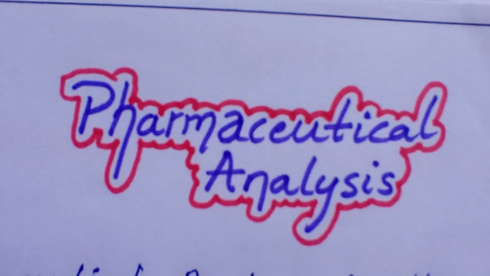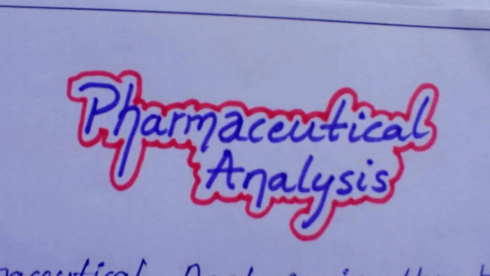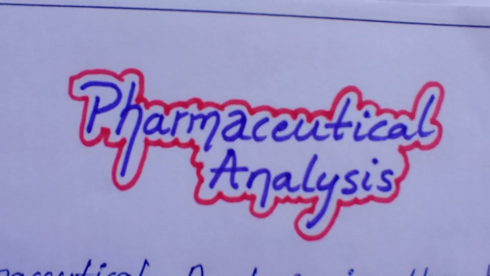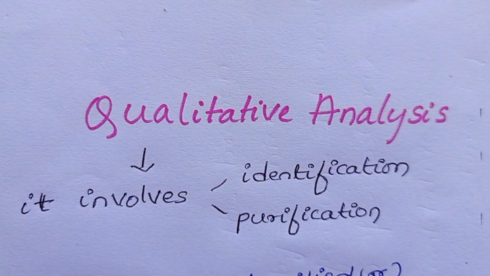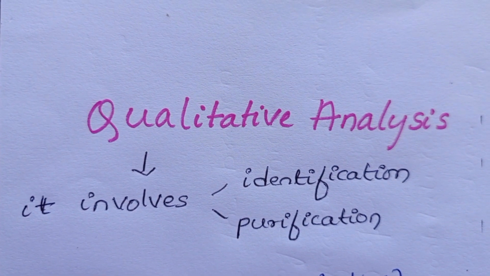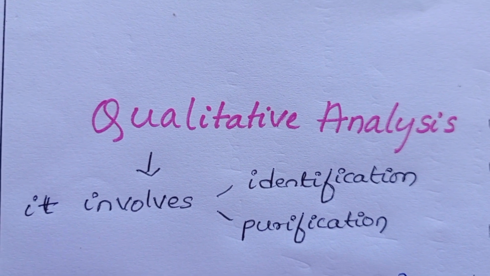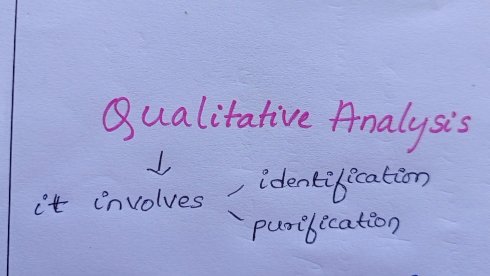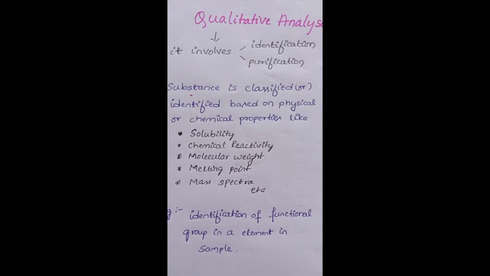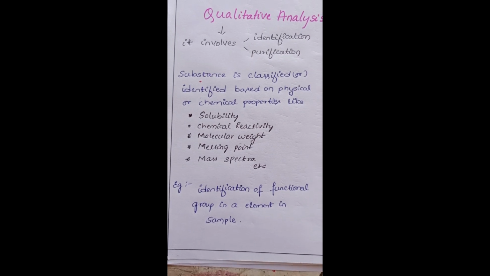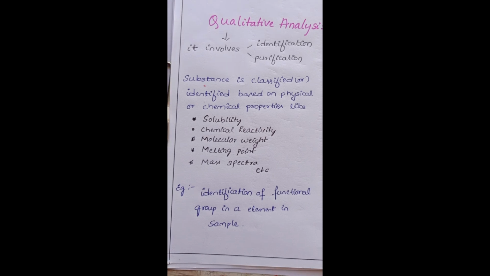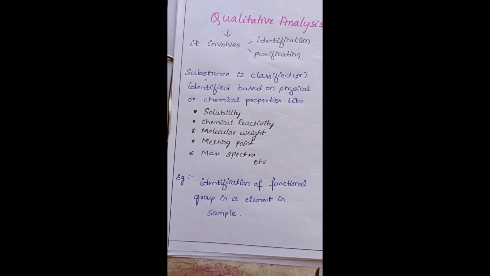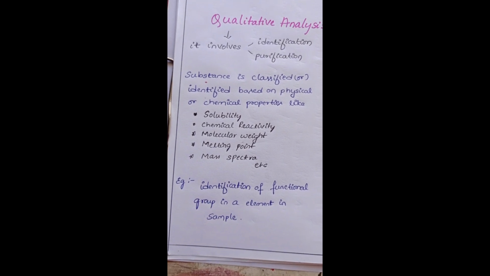There are three types in pharmaceutical analysis: qualitative analysis, quantitative analysis, and semi quantitative analysis. Qualitative analysis, as I told before, is a type of pharmaceutical analysis. It involves identification and purification of the substance. Substances are classified and identified based on physical and chemical properties. Physical properties like molecular weight and solubility, and chemical properties like reactivity and mass spectra.